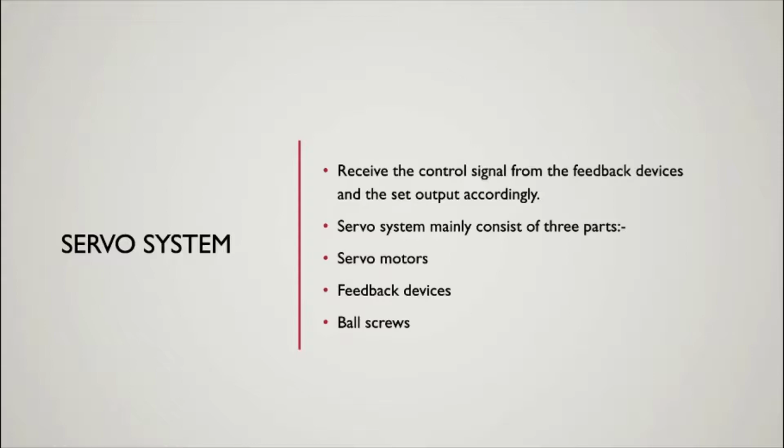The third one is the ball screws. A ball screw is a screw that converts rotational motion into translation motion. It has helical grooves that convert the rotational motion into the translation motion.